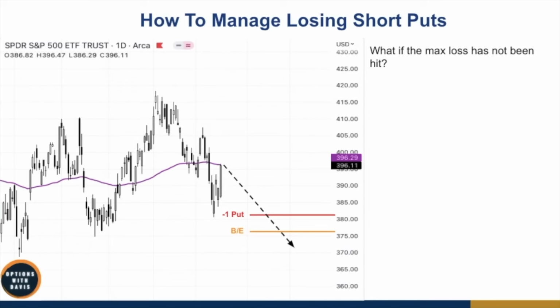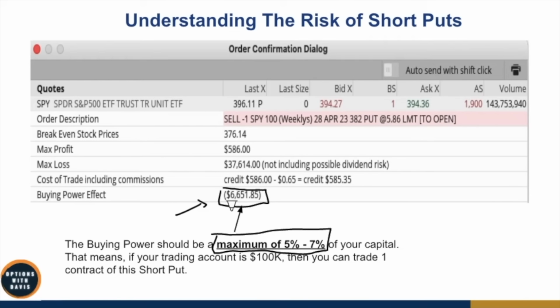Now, what if the max loss has not been hit? In fact, for you to actually hit the max loss of this 6,651 is really pretty rare, right? This is almost about something like a 2 standard deviation move, which happens roughly 5% or less than 5% of the time.